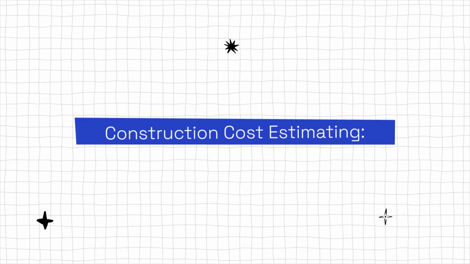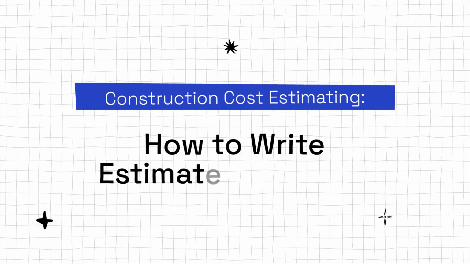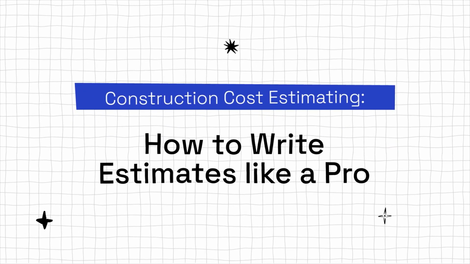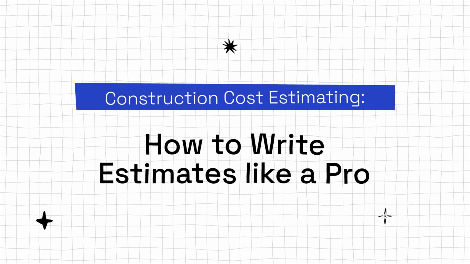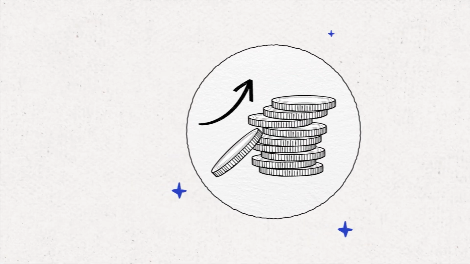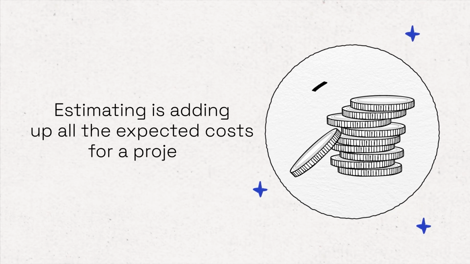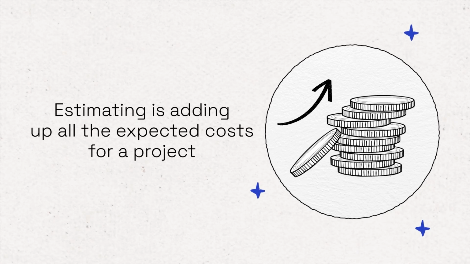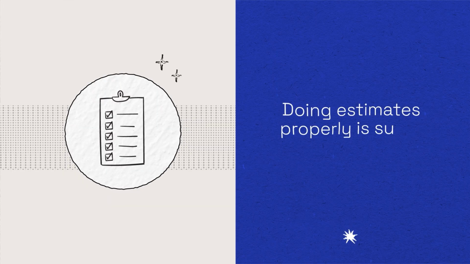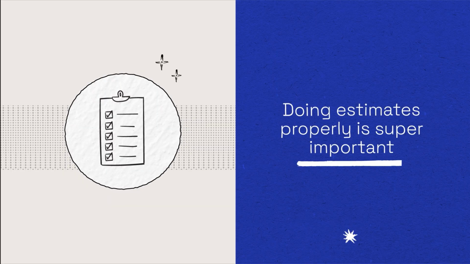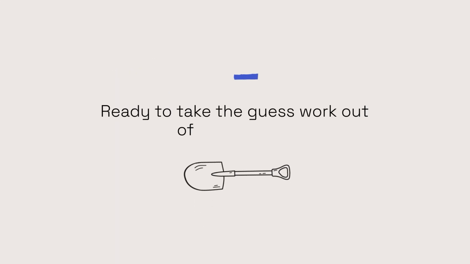Welcome to our video on construction cost estimating and how to write estimates like a pro. Before we break ground, let's cover the basics. What is construction cost estimating? In short, it's adding up all the expected costs for a project: materials, labor, equipment, and other fees. It might not be the most exciting part of construction, but doing estimates properly is super important.